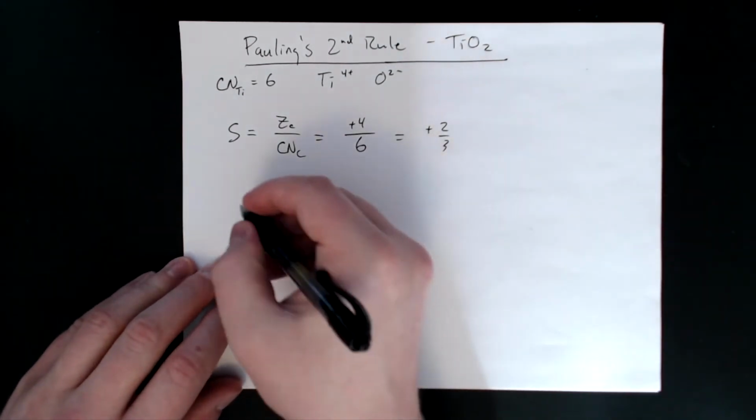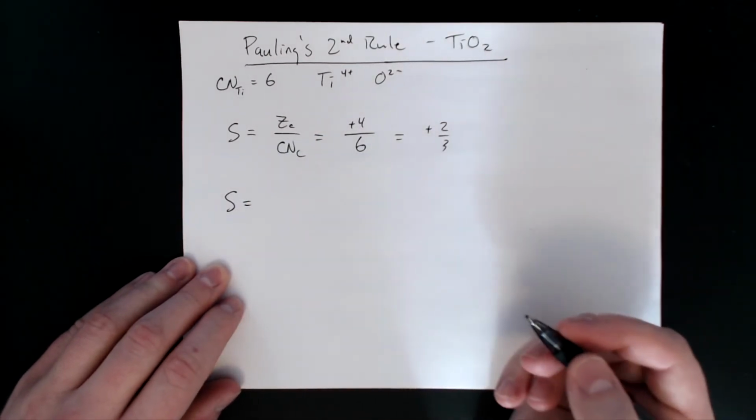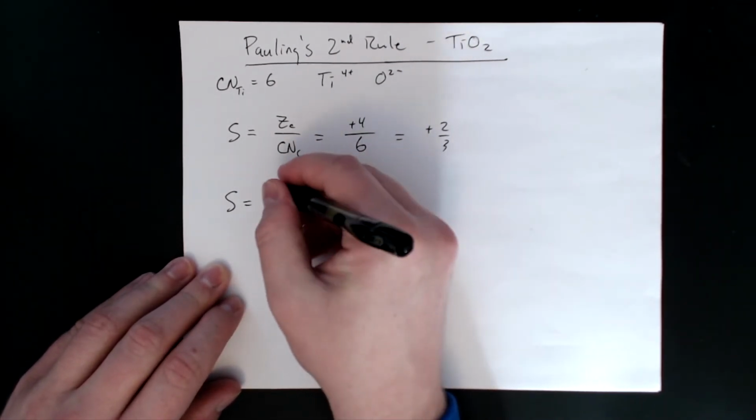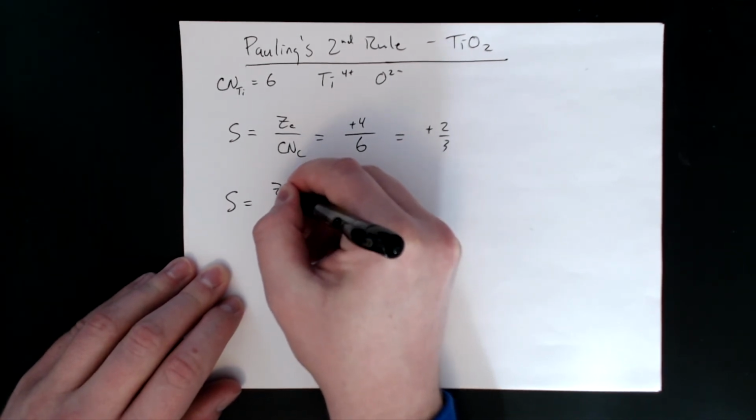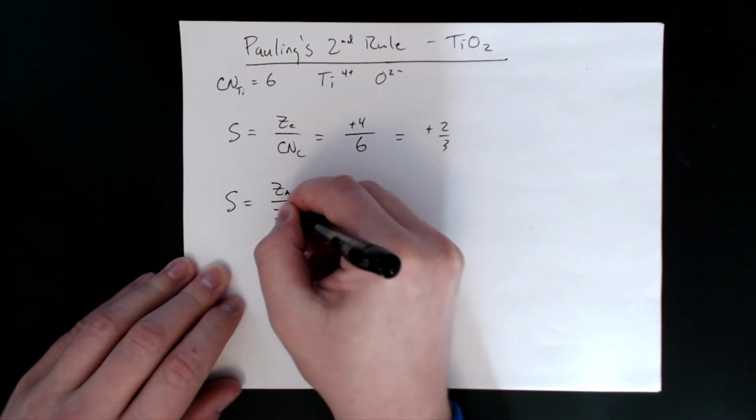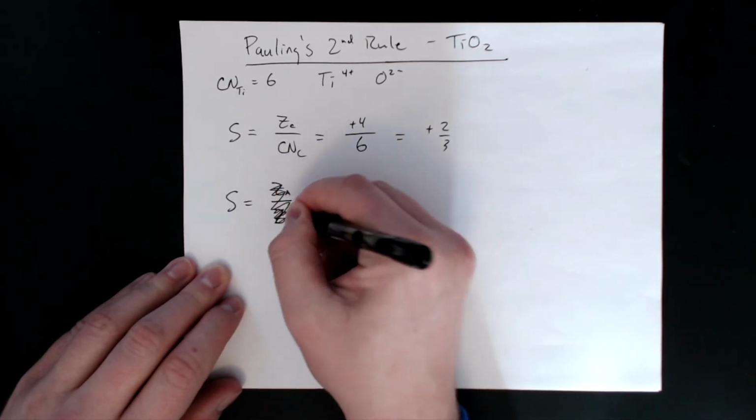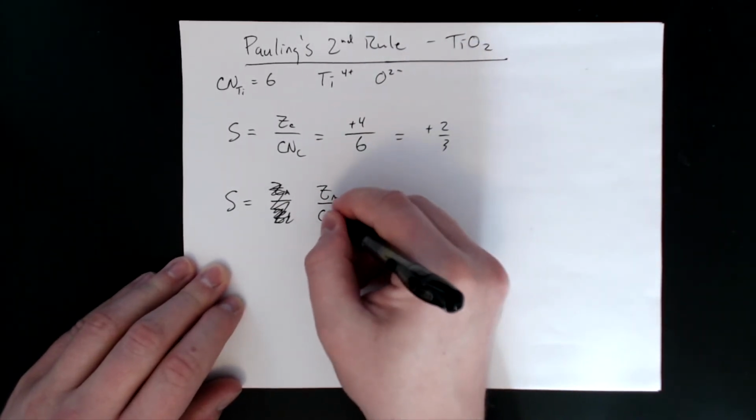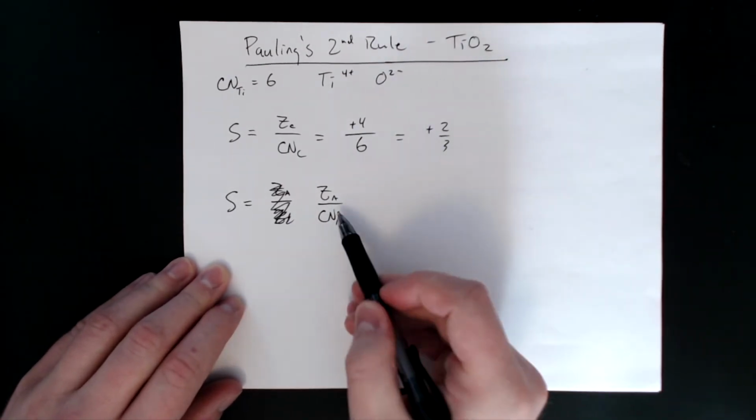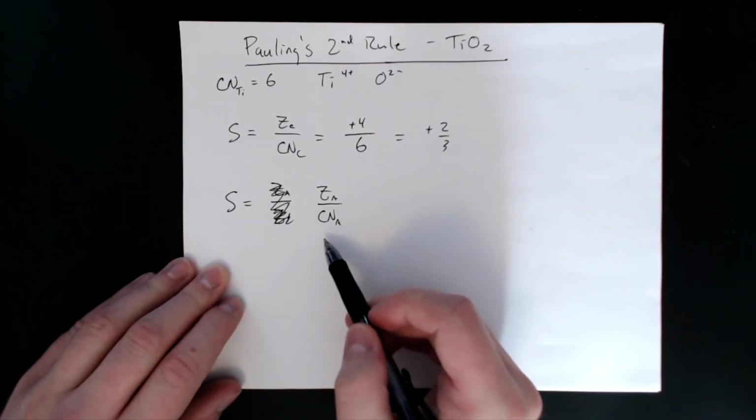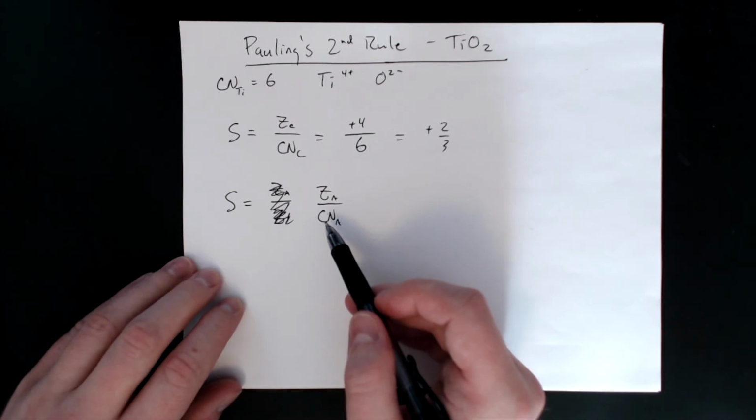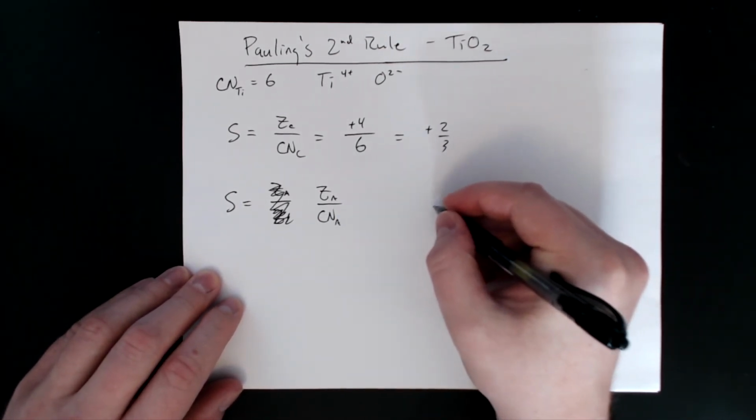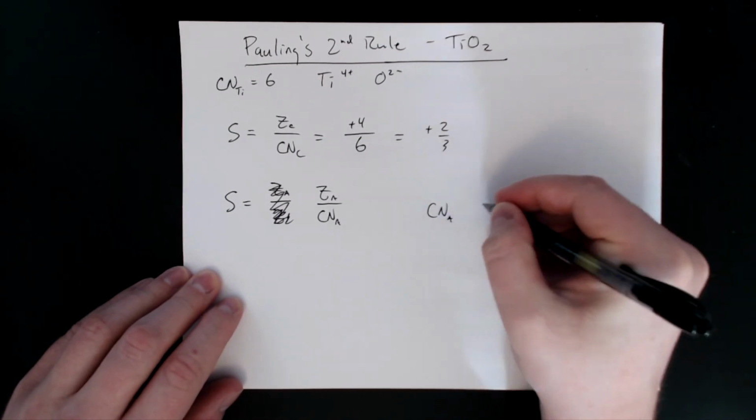Like I was saying before, we can also rewrite this bond strength because the bond strength is the same for the cation and the anion. So we can rewrite this as the charge of the anion over the coordination number of the anion. We're after the coordination number of the anion, and so we can rearrange this expression to solve for it.